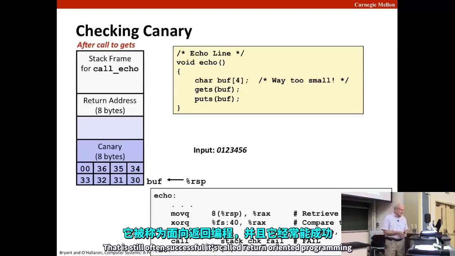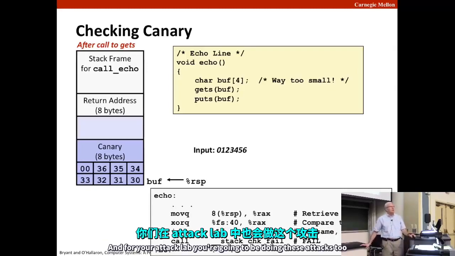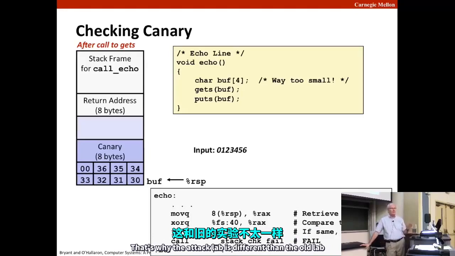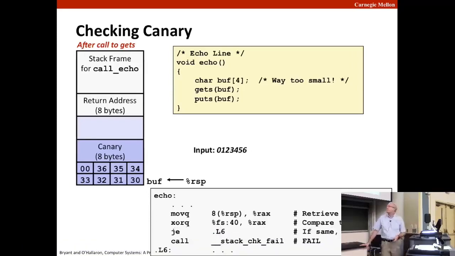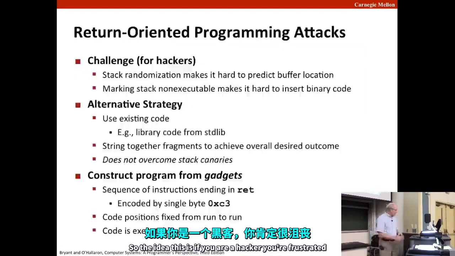So now there's another attack that was developed in response to some of these that is still often successful. It's called return-oriented programming. And for your attack lab, you're going to be doing these attacks too. That's why the attack lab is different than the old lab. The old lab just did code injection exploits. Now you're doing both code injection and return-oriented programming.